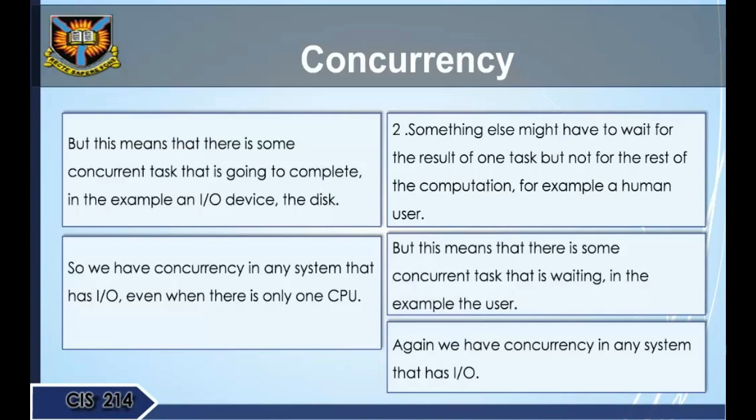But this means that there is some concurrent task that is going to complete, in this example, an I/O device, the disk. So we have concurrency in any system that has I/O, even when there is only one CPU. 2. Something else might have to wait for the result of one task but not for the rest of the computation, for example, a human user. But this means that there is some concurrent task that is waiting, in the example, the user. Again, we have concurrency in any system that has I/O.